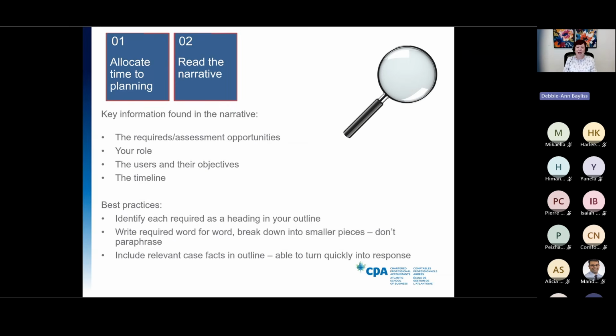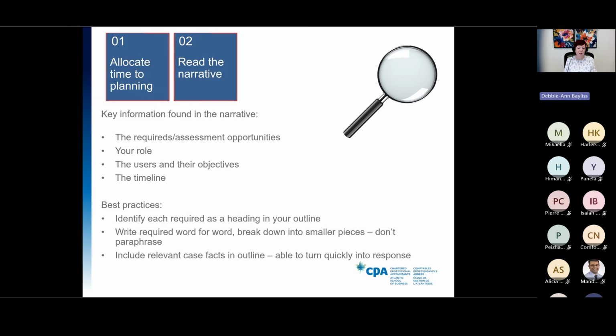So the second step is to read the narrative. So there's some key information that's found in the narrative. That's where you find those requireds, those assessment opportunities, what you're being asked to do, your role, the users and their objectives, the timeline. So when it comes to your role, the users and their objectives and the timeline, that information can be used in a variety of ways.